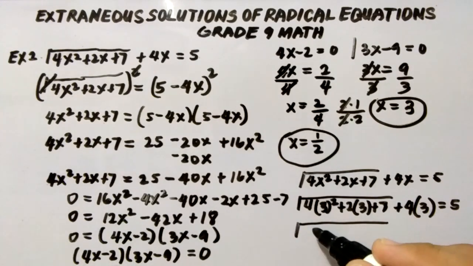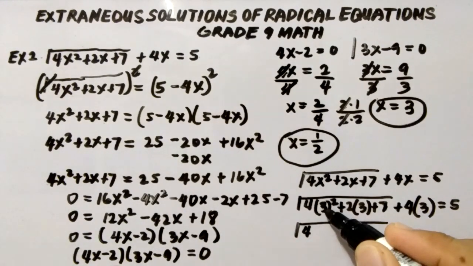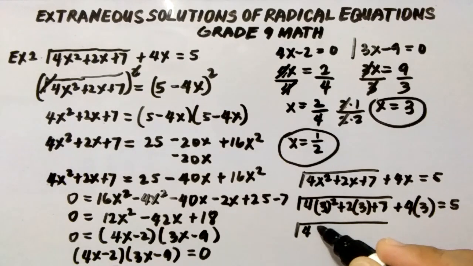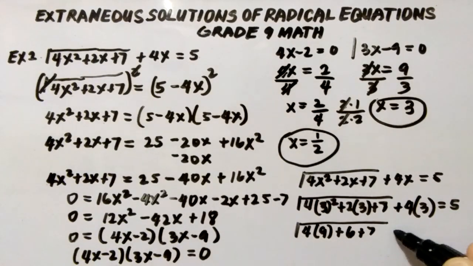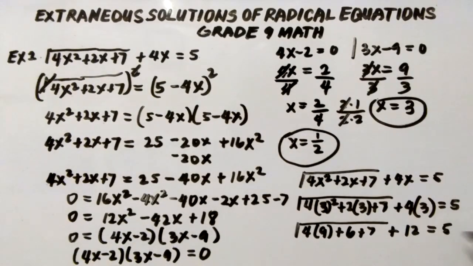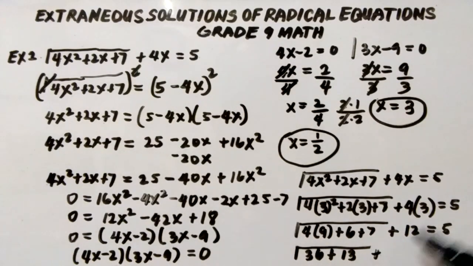Then, square root of 4. So, 3 squared is 3 times 3. That is 9. Plus 2 times 3. That is 6. Plus 7. Plus 4 times 3. That is 12. Is equals to 5. Then, square root of 4 times 9. That is 36. Plus 6 plus 7, that is 13. Plus 12 is equals to 5.